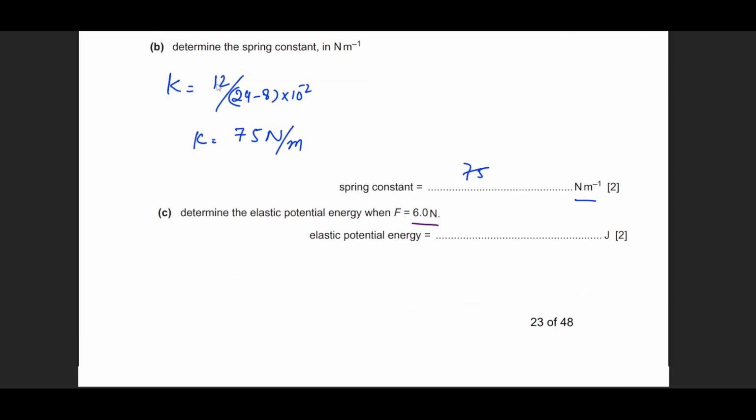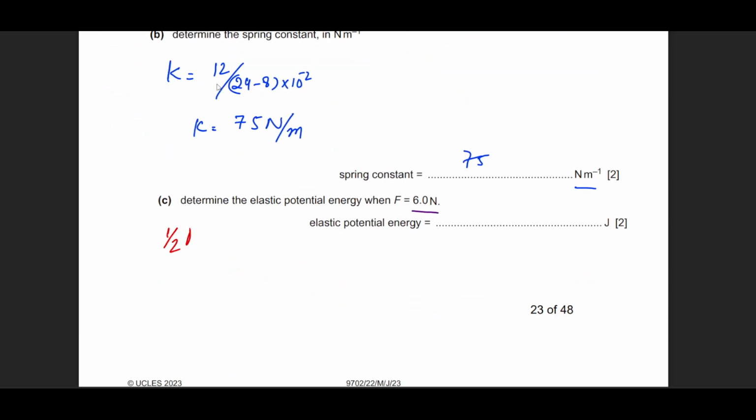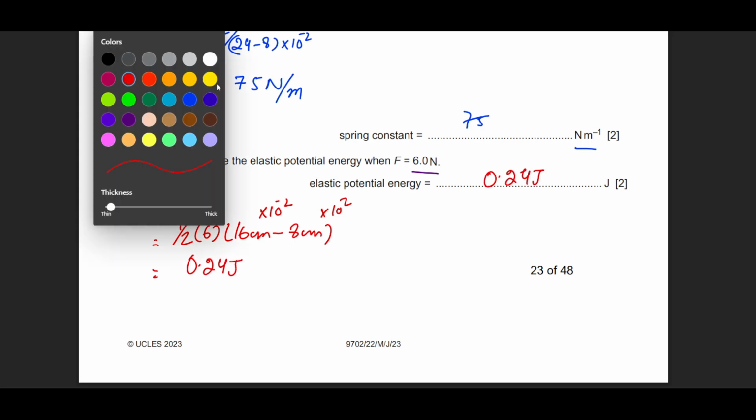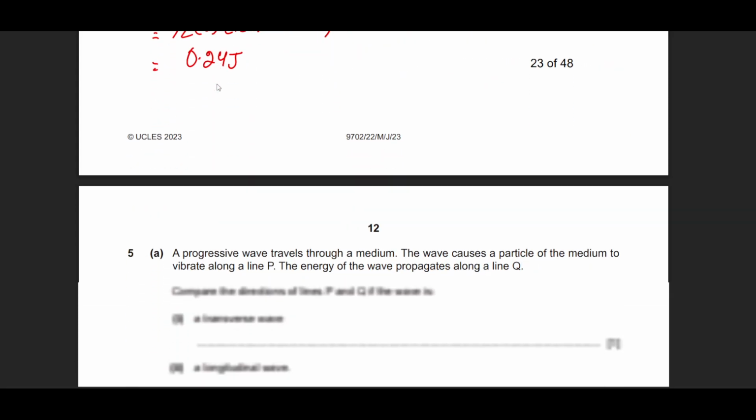Simple triangle area. So 1 over 2 force into extension. So 1 over 2, force goes up to 6. X goes from 16 centimeters to 8 centimeters. And please be advised, of course, you'll have to include the 10 raised to power minus 2 factor over here. The answer will be 0.24 joules. So 0.24 joules were stored in the spring when this action took place.